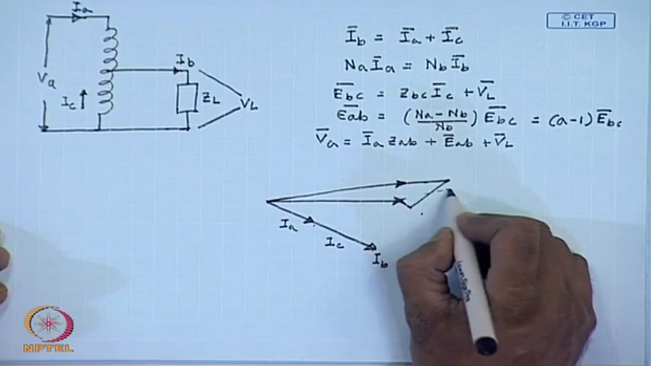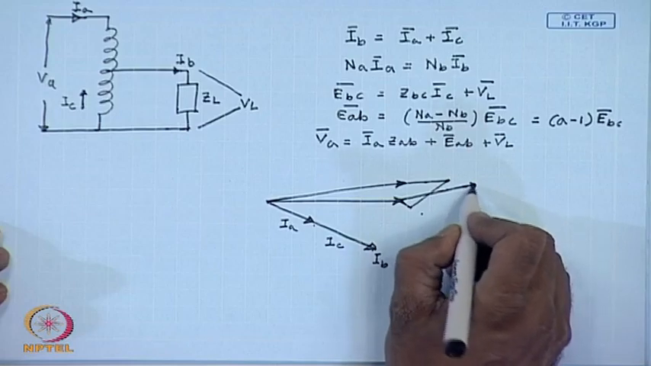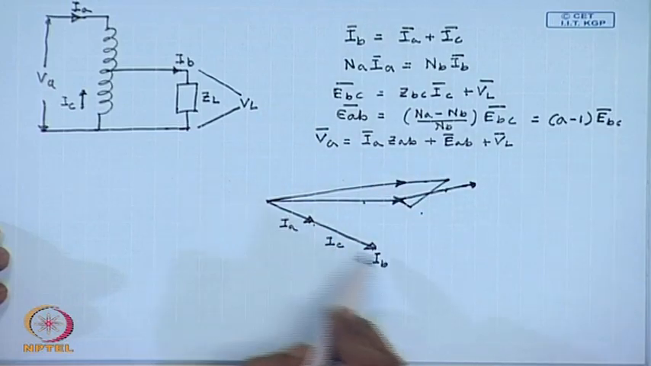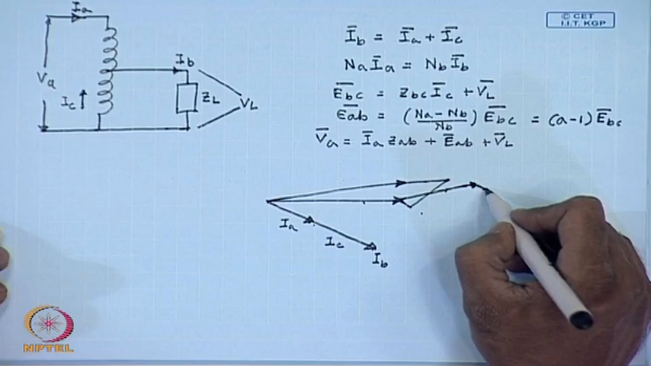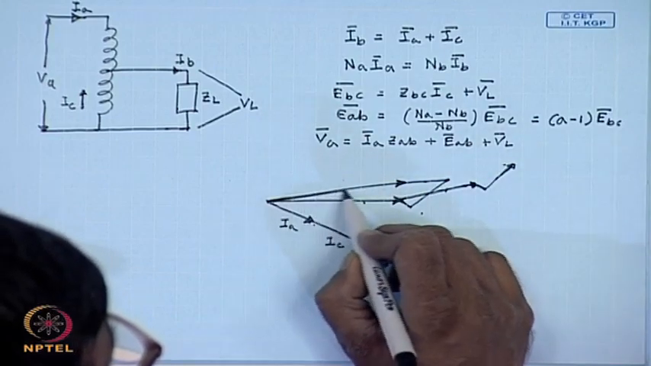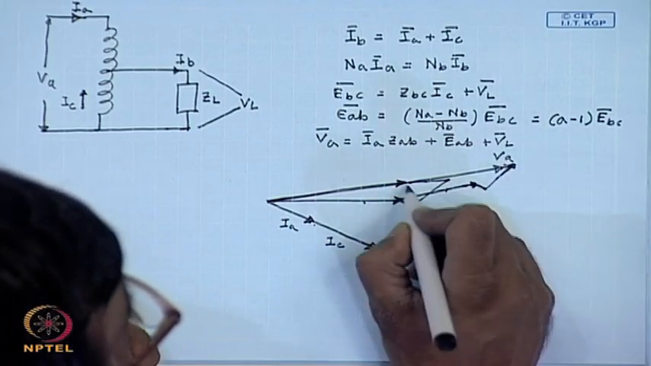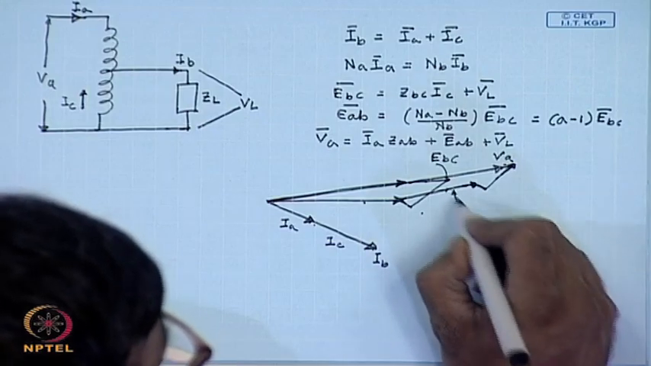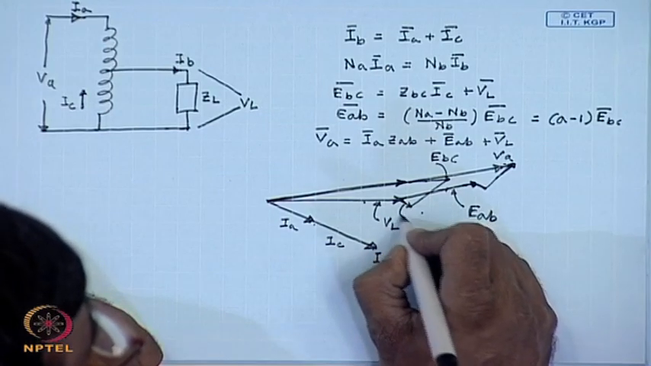So, let us assume this is E_AB, this is V_L, this is V_L plus E_AB plus I_A, which is in phase with I_B, I_A R_A plus j I_A X_A. Hence, this will be the phasor V_A, this is the phasor E_BC, this is the phasor E_AB, this is the phasor V_L.